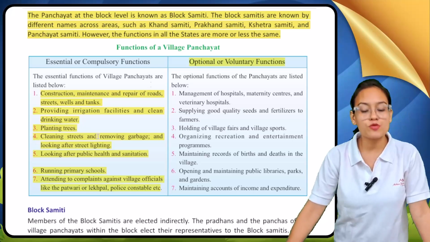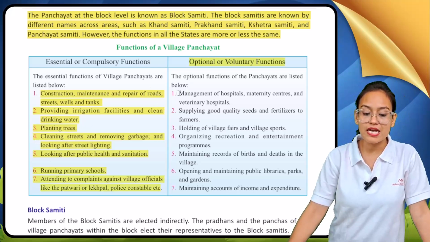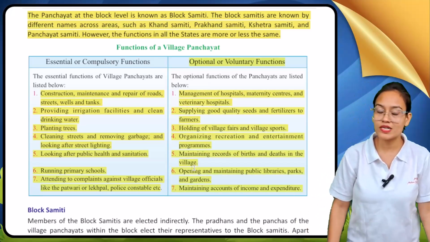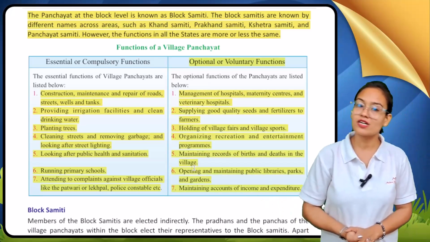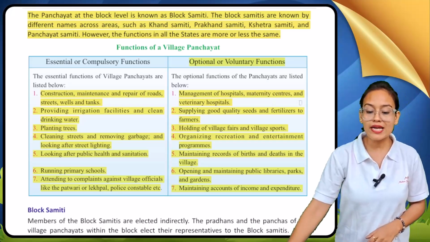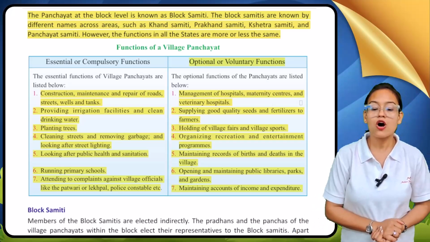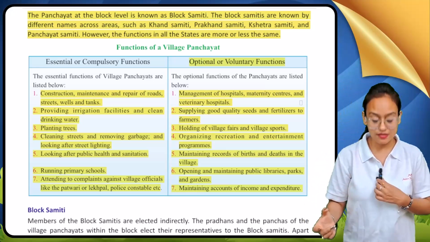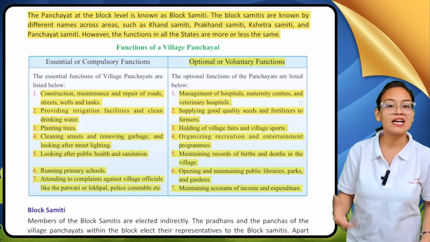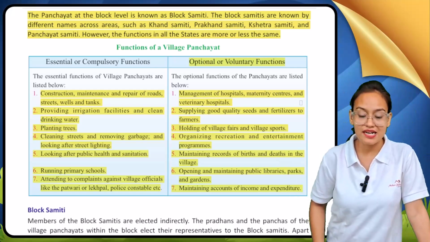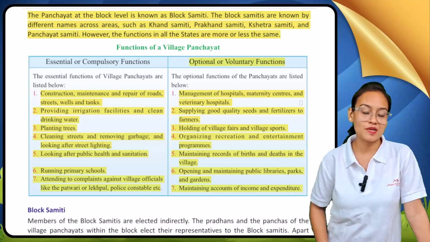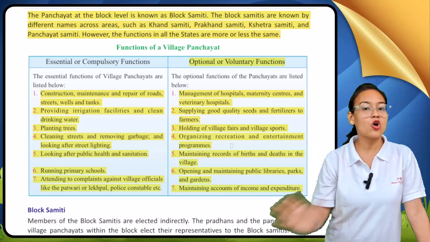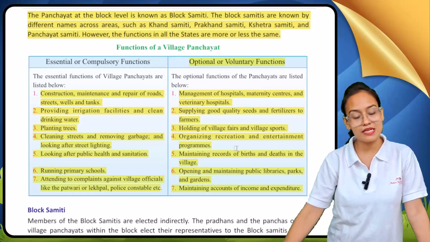Now what are the optional or voluntary functions? Here you can see the management of hospitals, maternity centers and veterinary hospitals, supplying good quality seeds and fertilizers, holding village fairs and village sports, organizing recreational entertainment programs, maintaining records of birth and death in the village, opening and maintaining public libraries, parks and gardens, and maintaining accounts of income and expenditure. All these are optional work. They are not 100% responsible for performing these activities.